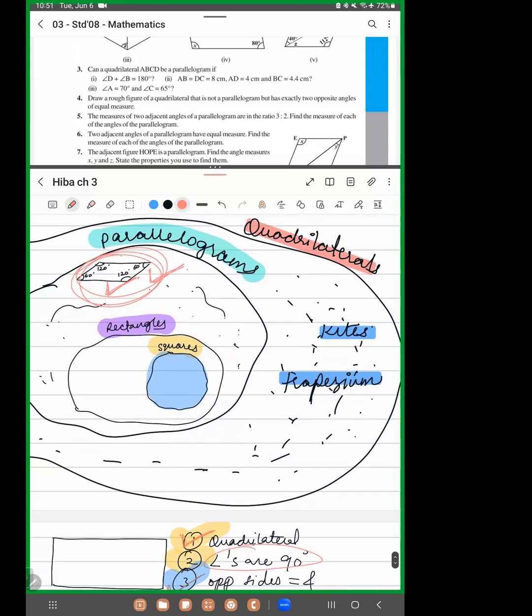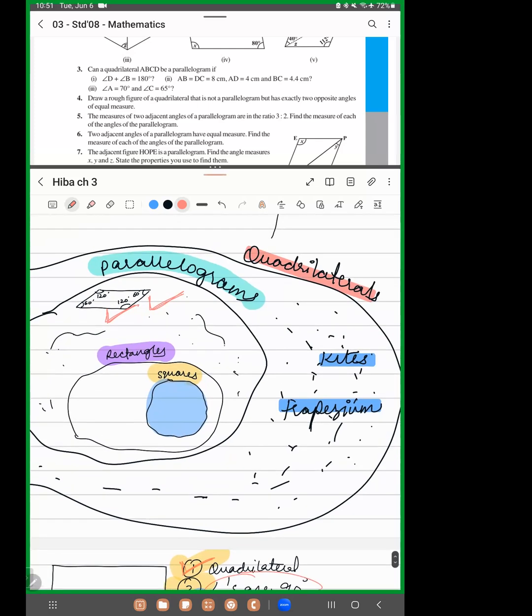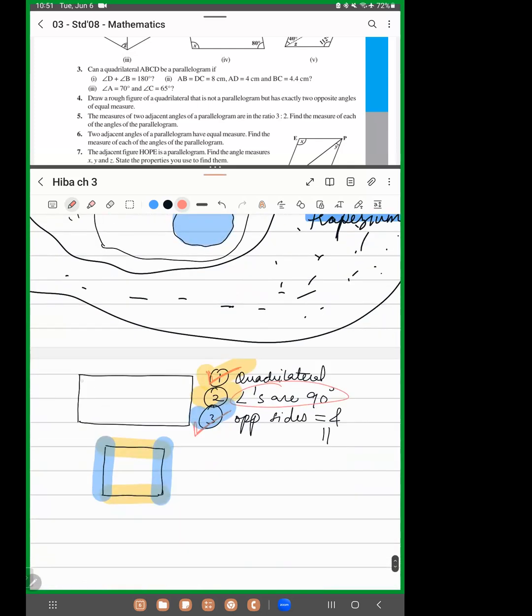What is happening here? The one thing that you're getting confused about is that the sum of interior angles is 360. You can check it in this one too. The sum of interior angles is 360 only. In a square, the sum of interior angles is how much? In a rectangle also, the sum of interior angles is how much?